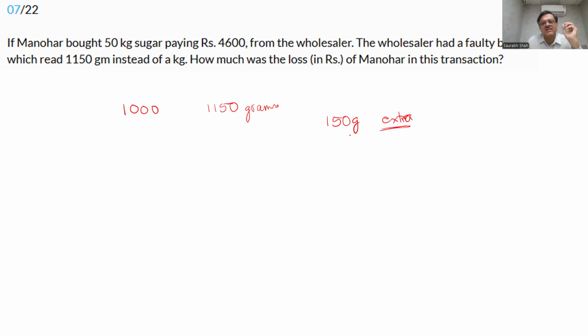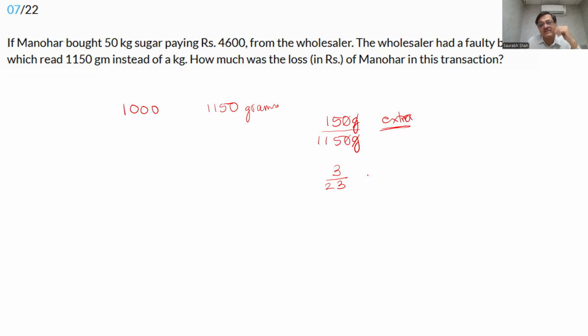This is what the customer is losing. Manohar has lost 150 grams. But then remember, he has not paid for 1,000 grams. He has paid for 1150 grams. When Manohar pays for 1150 grams, he loses the money equivalent to 150 grams. We don't need that 50 kilograms of sugar. So 0 cancels out, 5 cancels out, and we have 3 out of 23. Out of every 23 rupees that Manohar pays, he has lost 3. The correct price should have been 20 only.